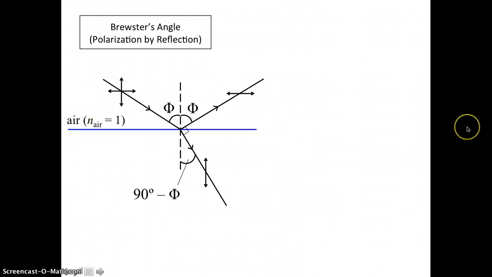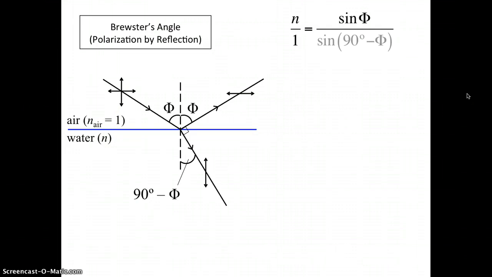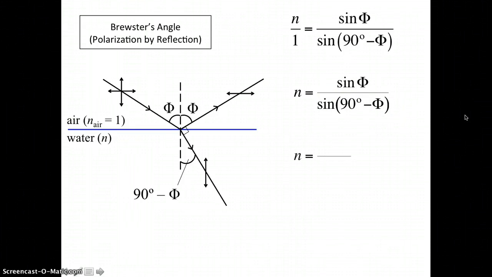We know that air has a refractive index of 1, and we'll just call the refractive index of water n. If we take the ratio of n over 1, the ratio of refractive indices, we could use Snell's law to say that this is sine of Brewster's angle over sine of 90 minus Brewster's angle. On the left side, we have just n. But on the bottom, sine of 90 minus phi is equal to cosine of phi. And of course, sine over cosine of an angle is equal to tangent of the angle. When we solve for Brewster's angle, we get this equation. This is Brewster's law.